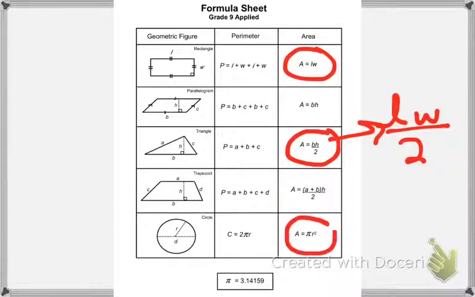And I'm sure you have learned in the past that area of a circle is pi r squared, where pi is 3.14159. You may have learned 3.14. 3.14159 is more exact.